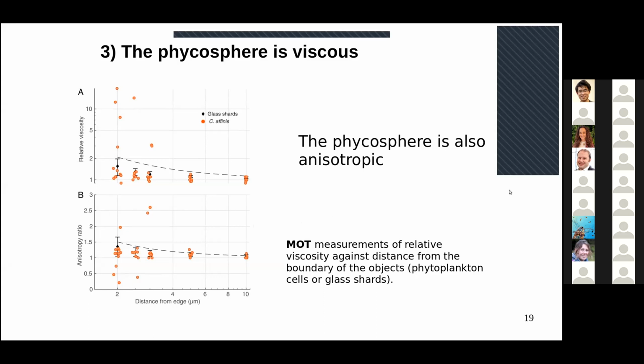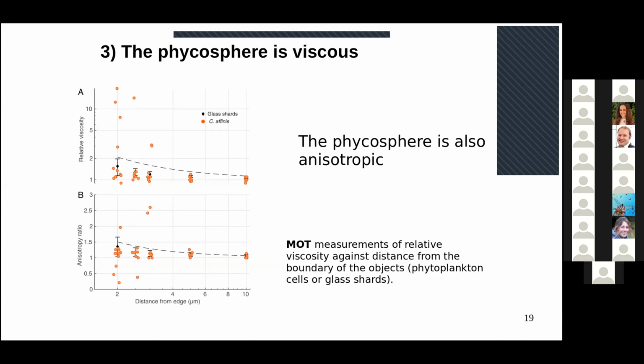We also observed that the anisotropy ratio is different than one. In this case, the anisotropy ratio is the ratio between the viscosity when measured in the direction orthogonal to the surface of the cell, and the viscosity measured parallel to the surface of the cell. And generally, we observed that there were deviations from what should be expected, again, according to Faxen's law.